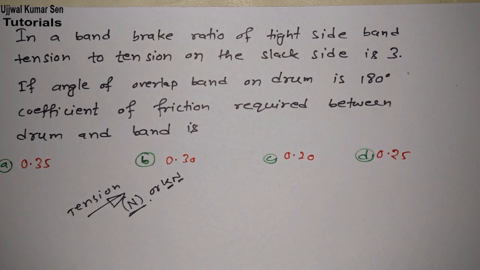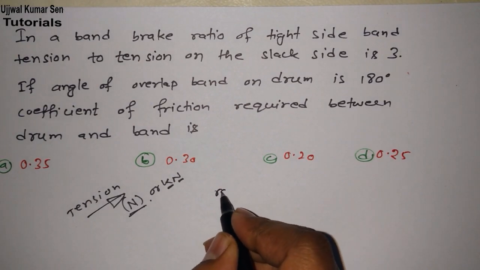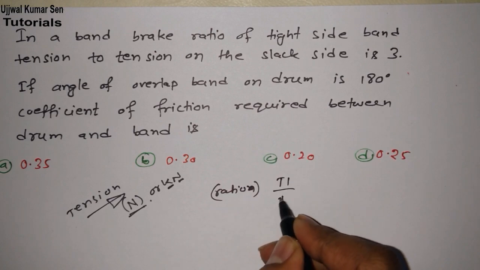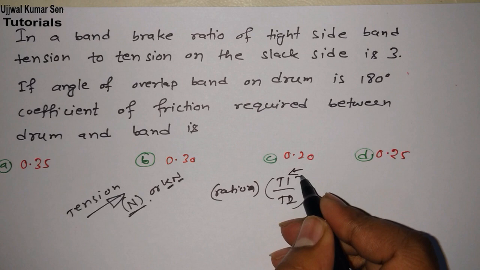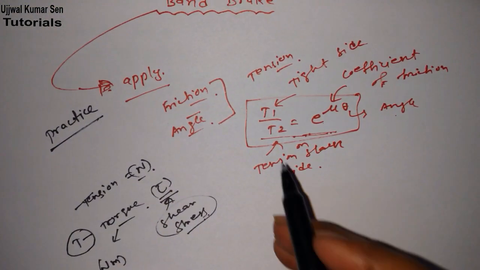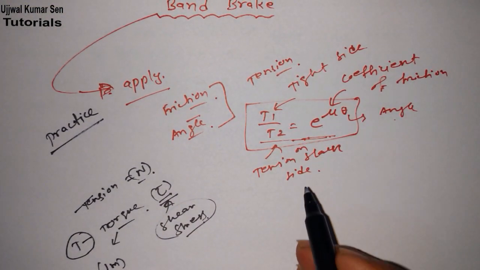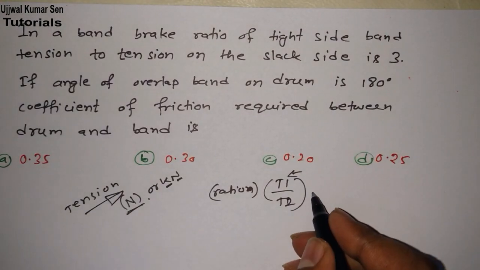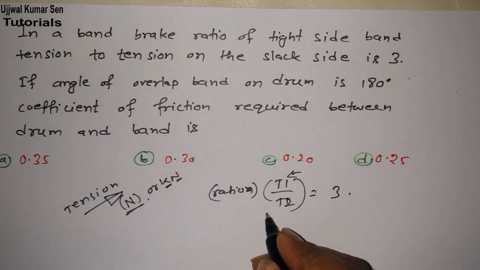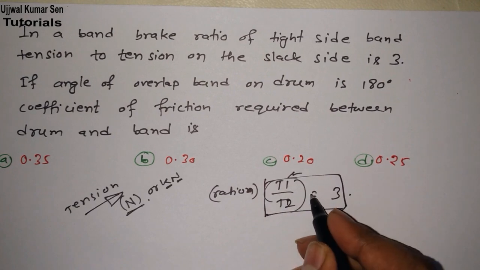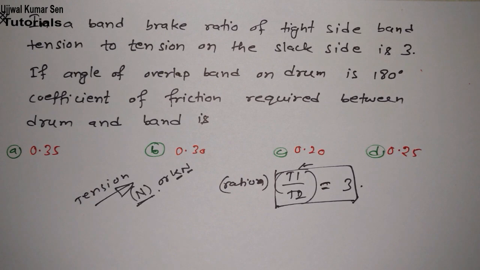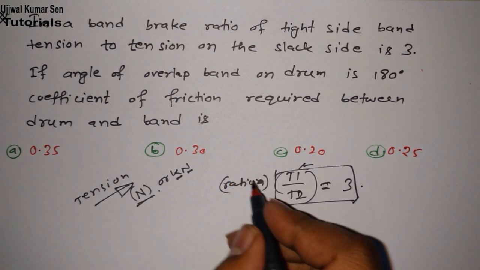Now in the question they said the ratio, a ratio of what? Tight side by slack side. That means T1, I have already shared with you, is the tension on the tight side and T2 is the tension on the slack side. So T1 by T2, given in the question, is equal to 3, right? We got this thing. Now write it down here only.